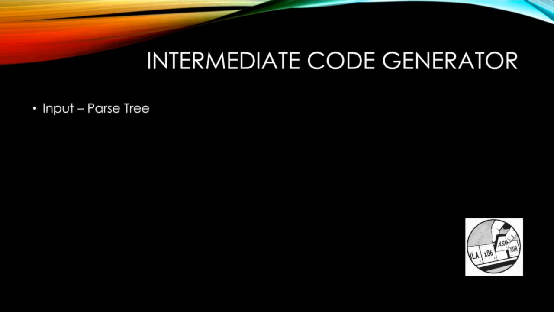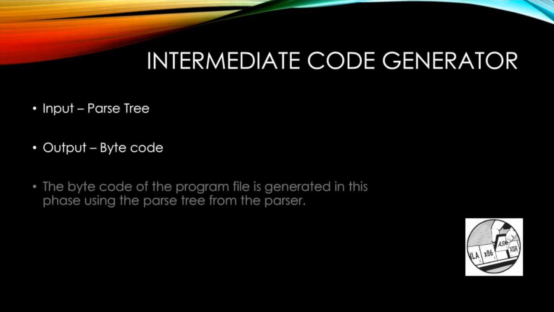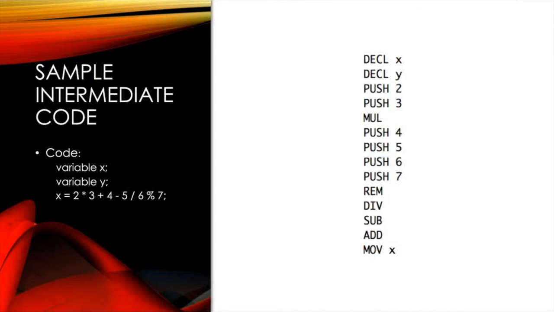So in the intermediate code generator, we are getting the parse tree as an input, and what it does is that it will generate bytecode from this input parse tree. So for this sample code here, we are declaring variable x and variable y, and in the intermediate code here, you can see that we have the CLX, which is a declaration of x, and declaration of y again. Then since we are using a stack based model, we are pushing those values of 2 and 3 onto the stack, performing the multiplication, and so on. It will execute and generate the intermediate code.